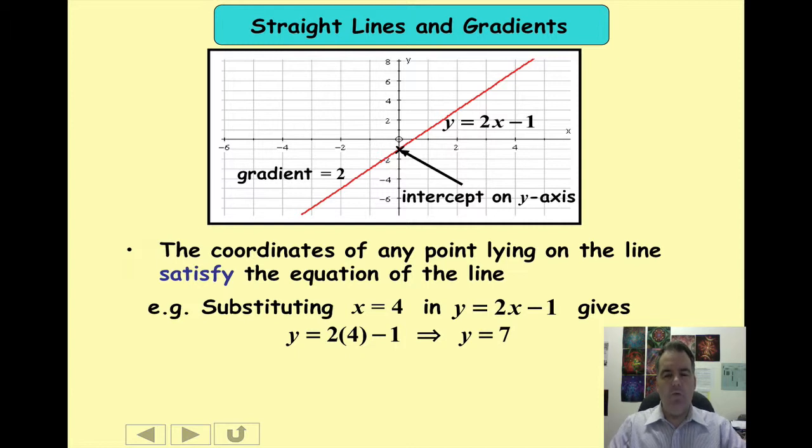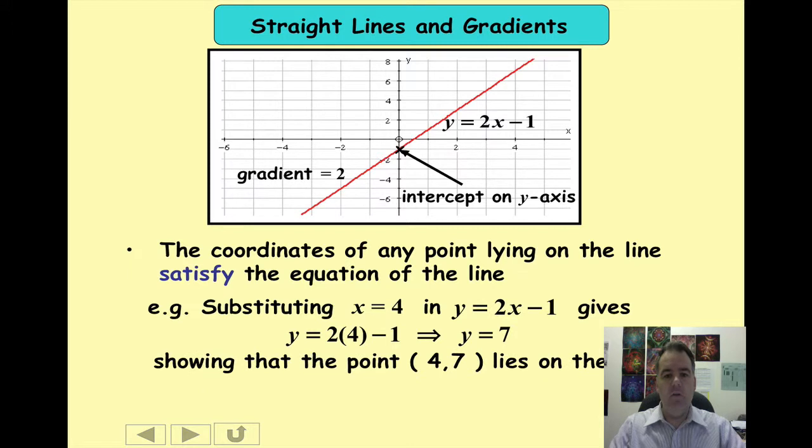It is important to understand that every point on that line is a solution to that equation. So if we substitute x equals 4 into that equation, we get y equals 7. So (4, 7) is a point that lies on the line, and that's how we can tell if a point lies on the line. So every point on that line is a solution to that equation.